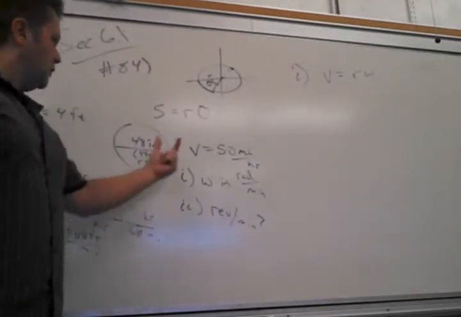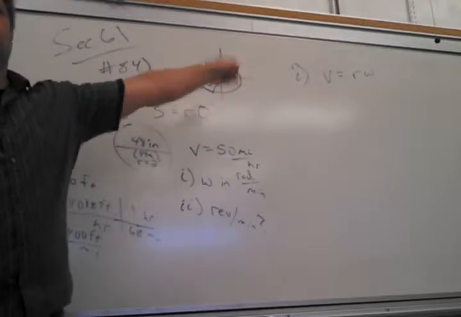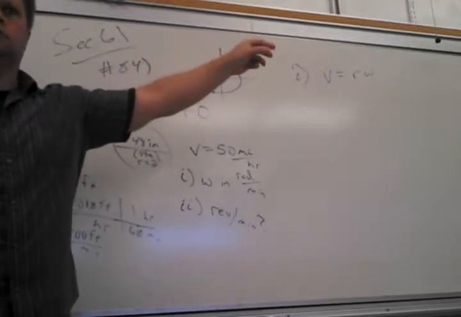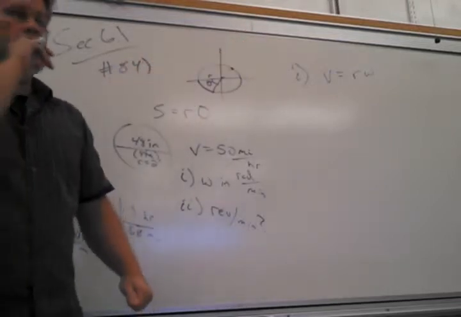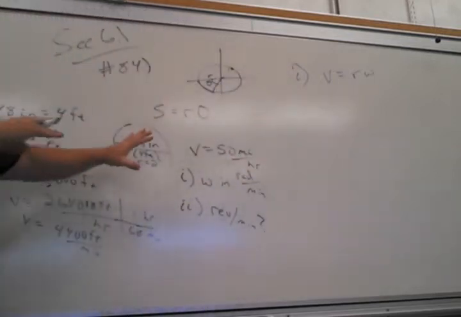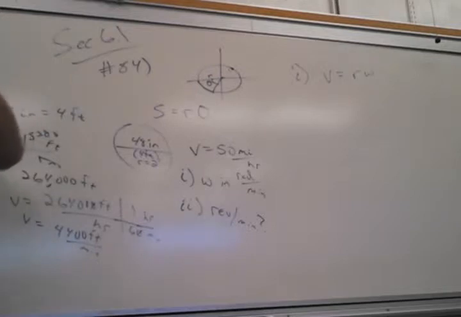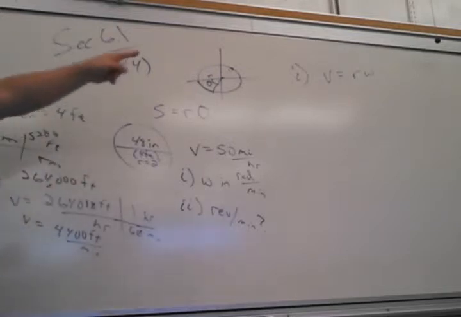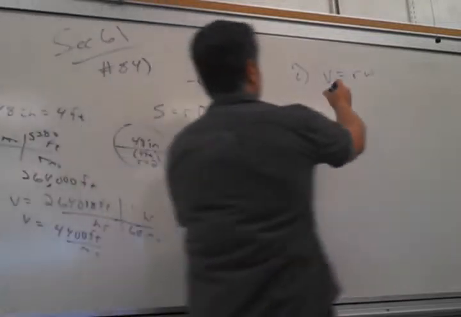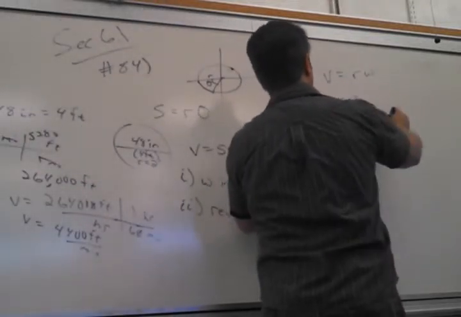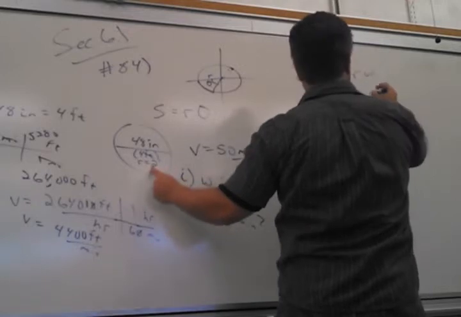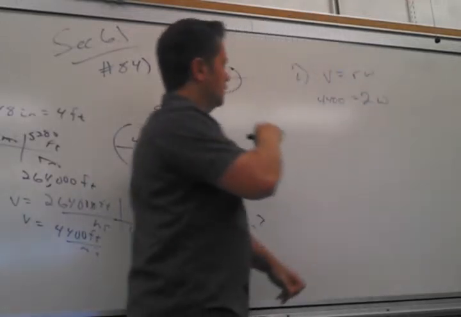So they're asking me for omega, and I know V, and I know R. Just plug and chug. But the problem with this problem was you had to get all the units to match up, or else they're never going to cancel appropriately. So what do you plug in? V, 4,400, equals R, the radius is 2 feet, times omega.